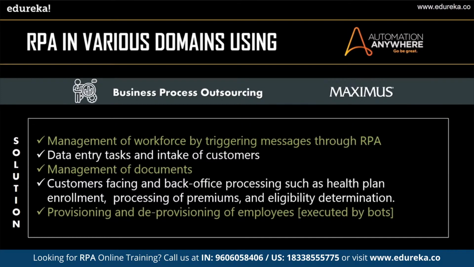Anywhere platform. So Maximus decided to use Automation Anywhere platform to implement a highly available delivery network of processes, people, and tools to manage all the automation opportunities. The different processes which were automated were the management of workforce by triggering messages through RPA, the data entry tasks, the intake of customers, the management of documents, the customers facing and back office processing such as health plan enrollment, processing of premiums and eligibility determination, and provisioning and deprovisioning of employees which was executed by the bots.